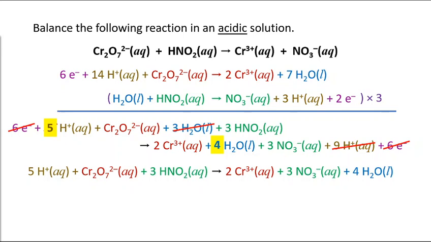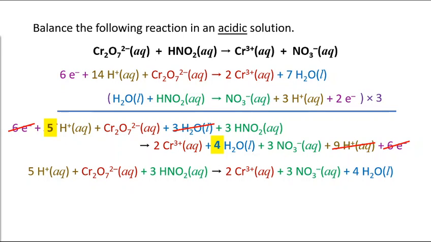convenient looking reaction. And so we end up with 5 H+ aqueous plus Cr2O7 2- aqueous plus 3 HNO2 aqueous becomes 2 Cr3+ aqueous plus 3 NO3- aqueous plus 4 H2O, not aqueous but liquid water. And so the whole idea here is to additionally go through and just make sure that everything is balanced the way it needs to be. And so for this one, we have 5 H's plus our 3 HNO2s.